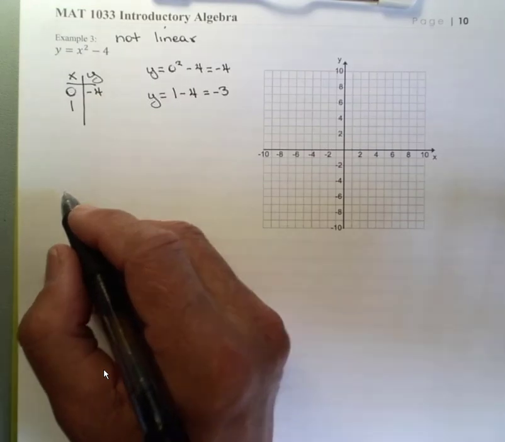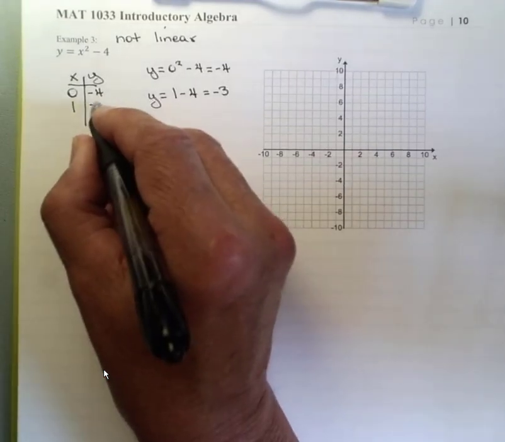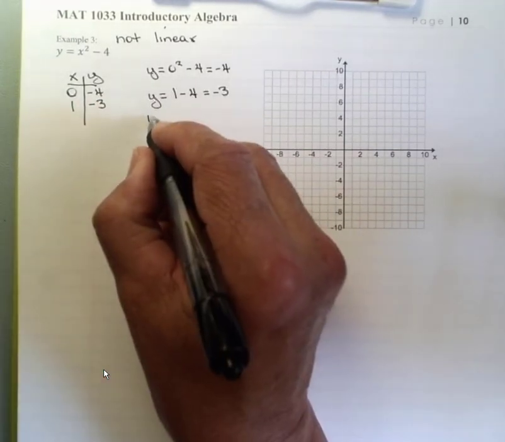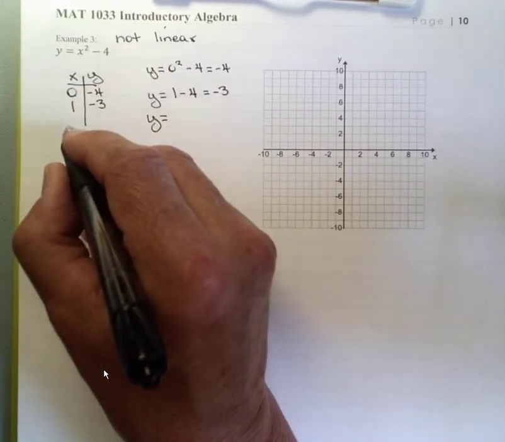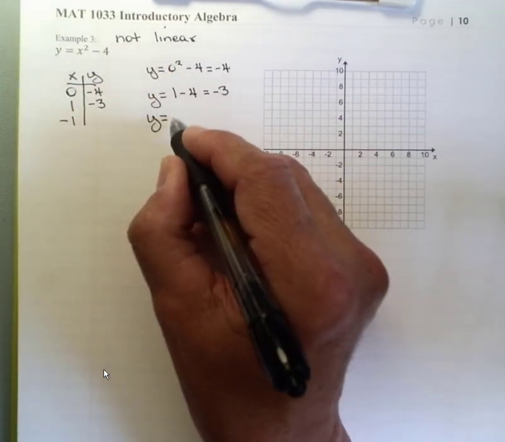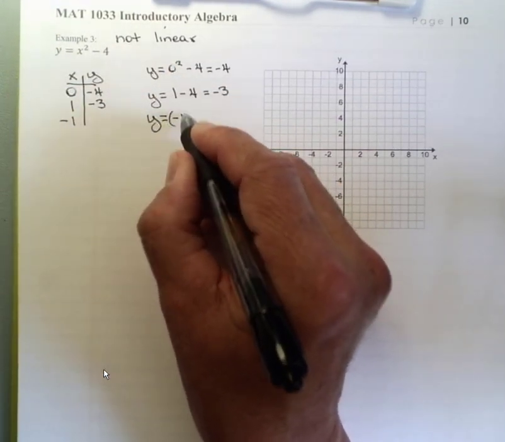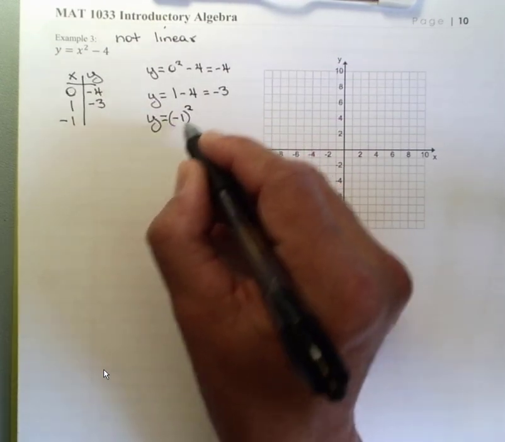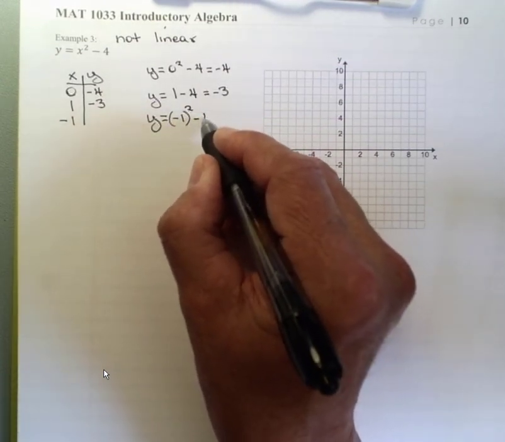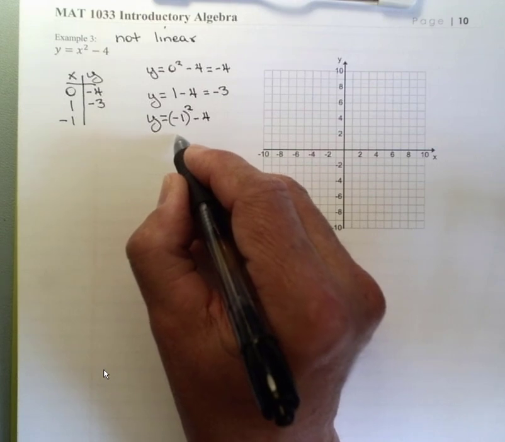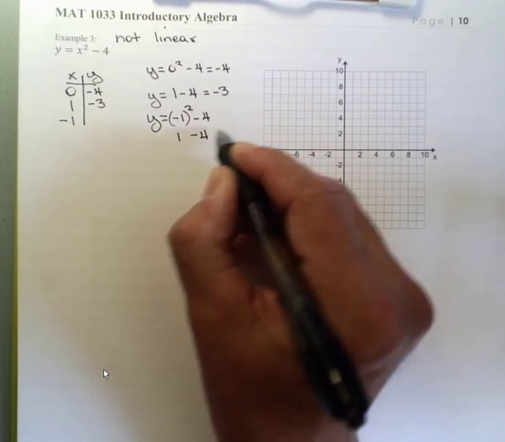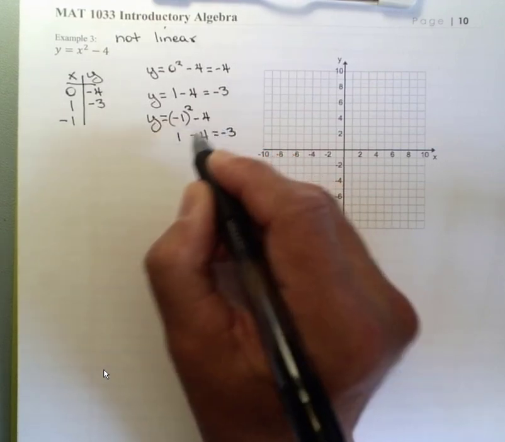You could choose other numbers if you get bored with these, right? It doesn't matter. And then I'm going to say y is equal to, well, I'm going to choose a negative 1. A negative 1 squared. Remember, the negative 1 is the value of x, so you're squaring a negative. And what happens when you square a negative? Well, I get a positive 1 minus 4, don't I? It's going to be another negative 3.